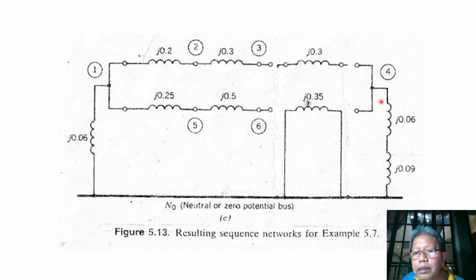And then between bus 4 and the neutral, N0, we have our generator 2, and our generator is represented by this zero sequence reactance of 0.06, in series with the reactance of the grounding impedance, which is 0.03 times 3.